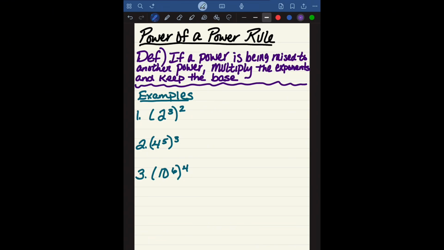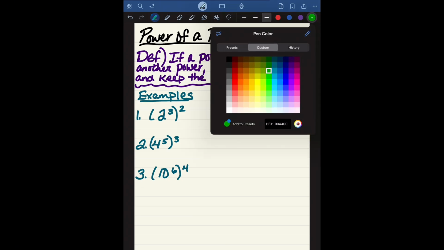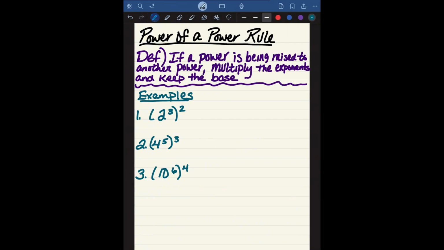All right, so let's get straight to the examples. Hold on for a minute. Let me change my color right quick. All right, cool. We good. All right, so number 1, we got in parentheses 2 to the 3rd power being raised to the 2nd power. All right, let me break it down to you in a couple ways.